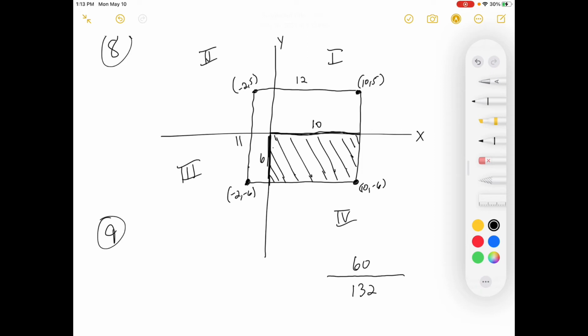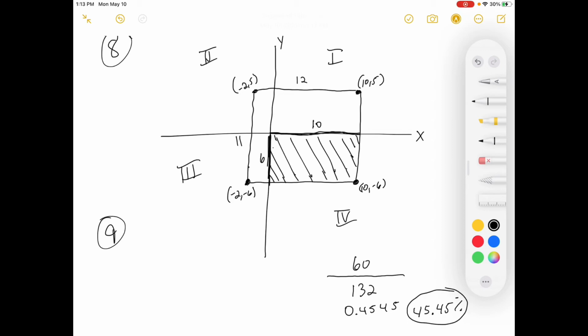All right, so now let's do that in our calculator. We're going to round to the nearest 100th of a percent. So do 60 divided by 132. That gives me a decimal of 0.4545. Okay, so the nearest 100th, we're going to move our decimal over twice. And so that'll be 45.45%.